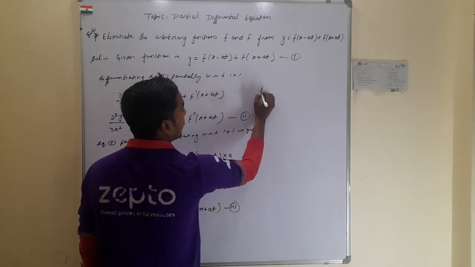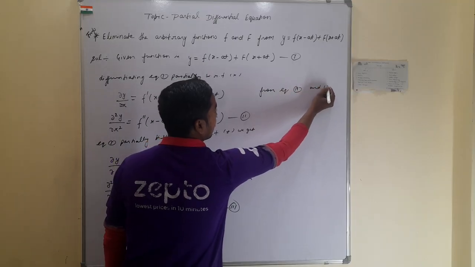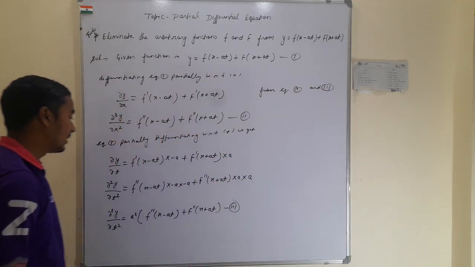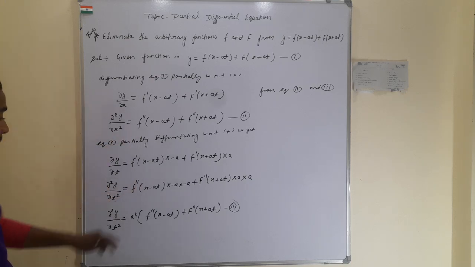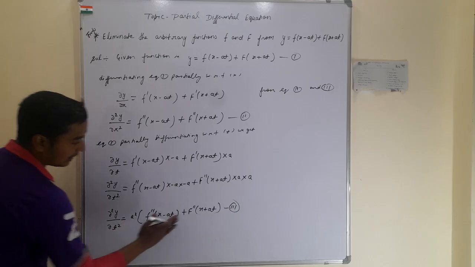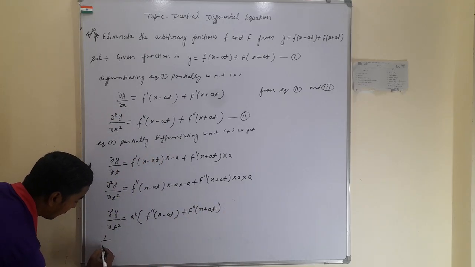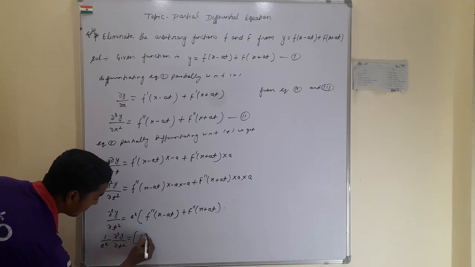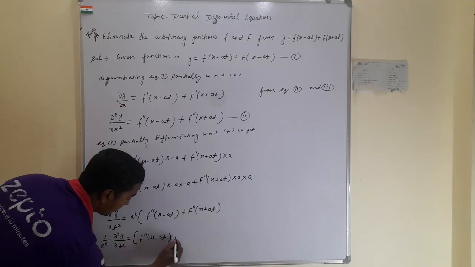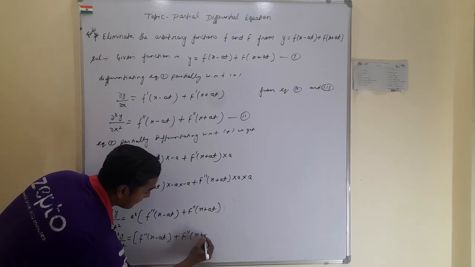From equations 2 and 3 we have to eliminate the arbitrary functions. Once again we can write equation 3, taking a² to the other side, as 1/a² ∂²y/∂t² equal to f''(x − at) + F''(x + at).